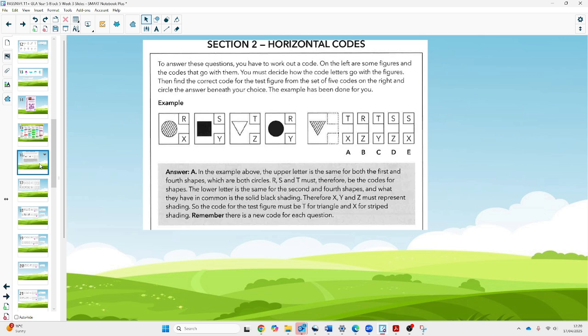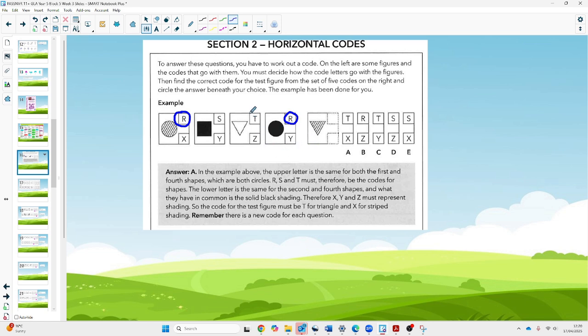So section 2, I'm going to firstly look at the horizontal codes, and just looking at this example to explain exactly how you approach these. Firstly, it's worth looking along the rows to see where the letters are similar. We usually start on the top row, so you can see here we've got 2 R's, and you always then ask yourself the question, what is similar about those figures? As you can see, they're both circles. We then have our test shape. We've got to work out the code for this test shape, and you can see that we don't have a circle, we've got a triangle.